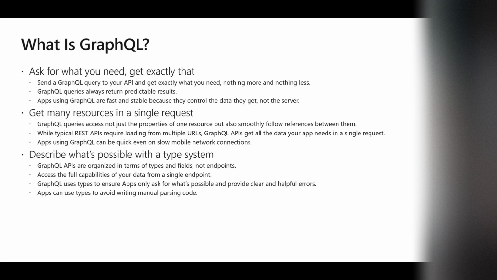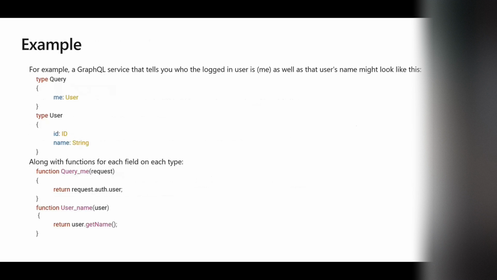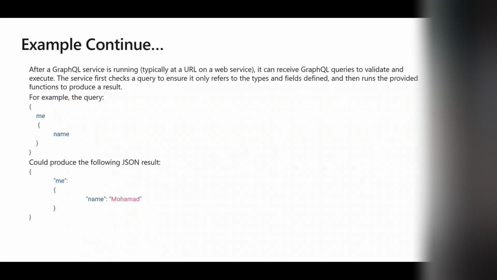So, for example, this is an example here. You have a query. The name of the query is me, and the return is a user. And what is a user? It's a type. As you can see, it has an ID, it has a string, and here are some of the functions. Basically, these are the GraphQL functions, and this is the definition of that function.